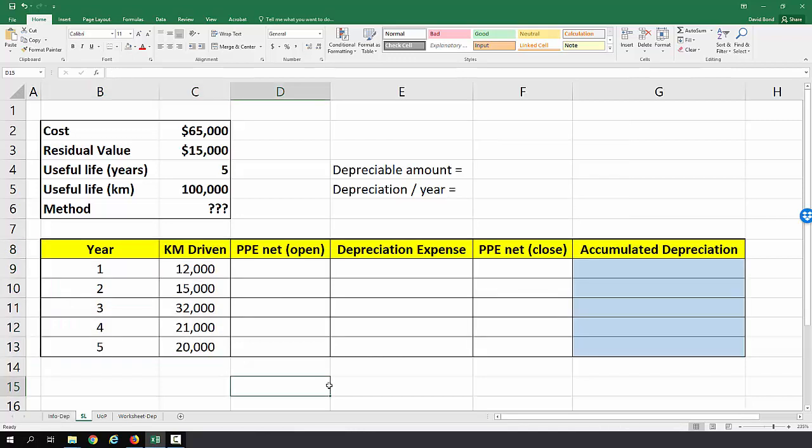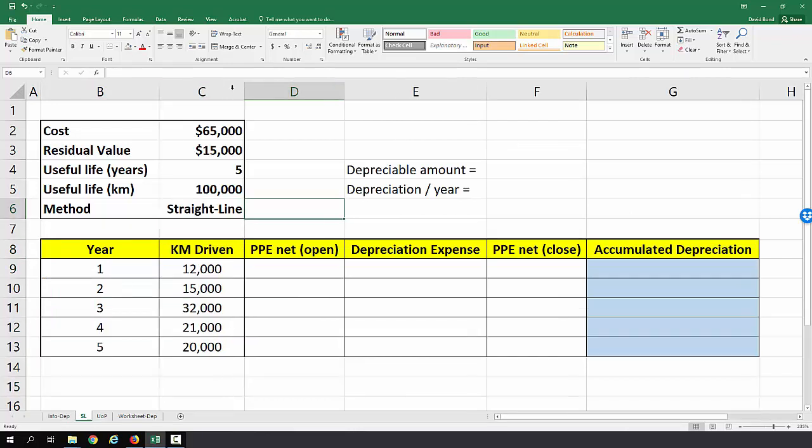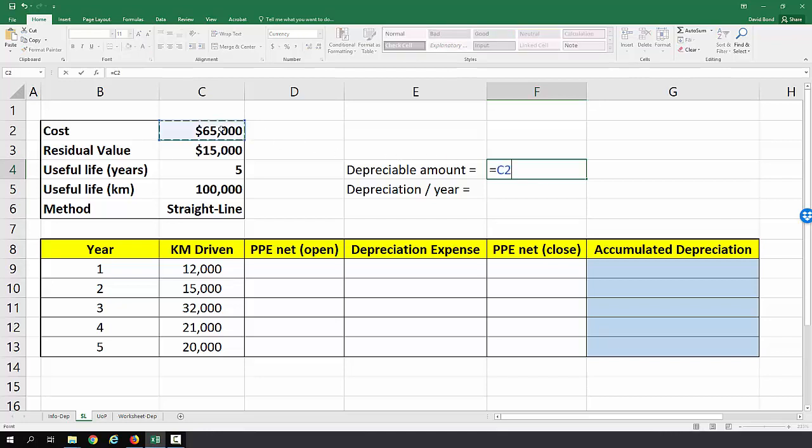So to move forward, the first method we're going to do is straight line. And in the straight line method, what we're actually working out is to allocate the depreciable amount evenly across each year. Now, firstly, what is the depreciable amount? The depreciable amount is the difference between cost and residual value.